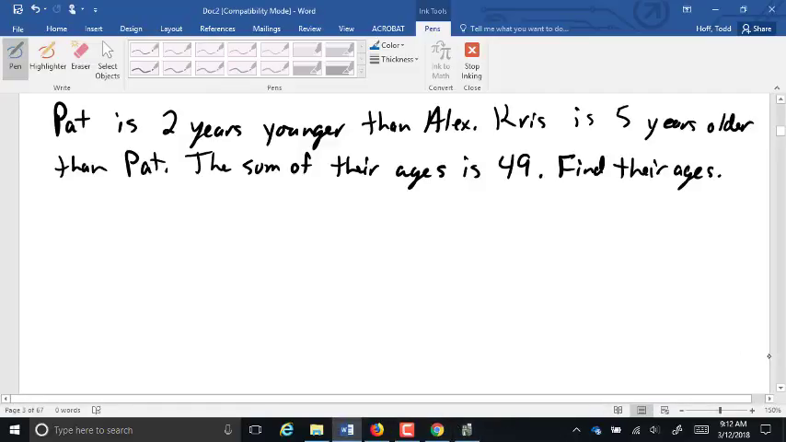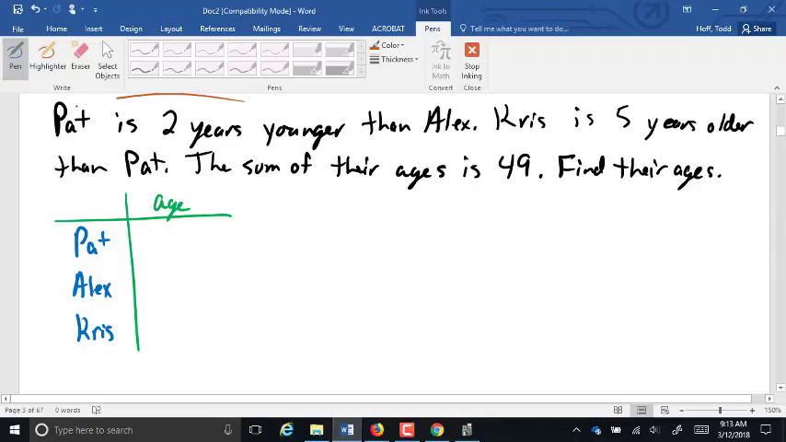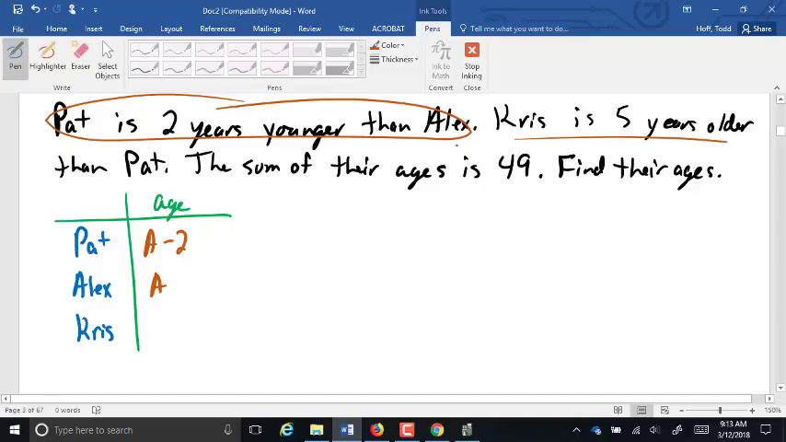Okay, so let's see how we did. So we've got Pat, Alex, and Chris. We are looking for their ages. Pat is 2 years younger than Alex. So let Alex be A, Pat is A minus 2. Chris is 5 years older than Pat. Pat is A minus 2, Chris is 5 years older, so plus 5. Which means Chris is negative 2 and positive 5 make positive 3. That's A plus 3.